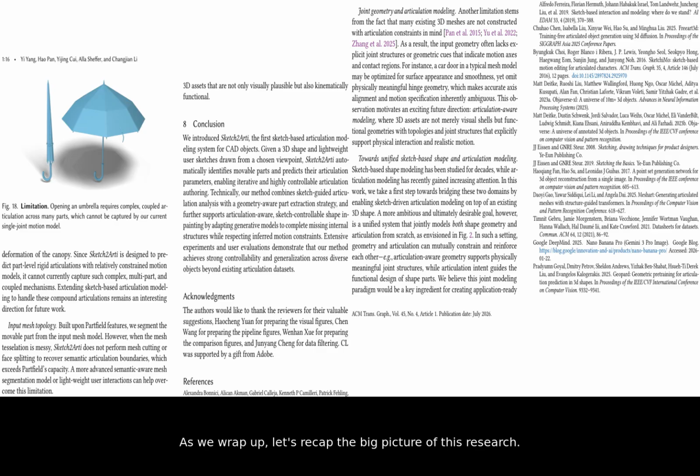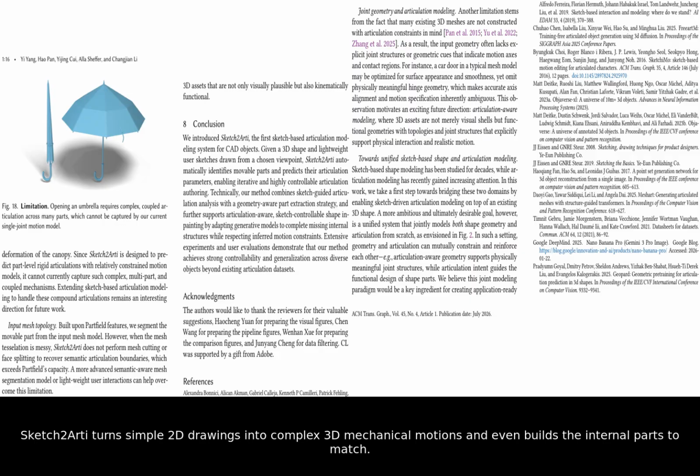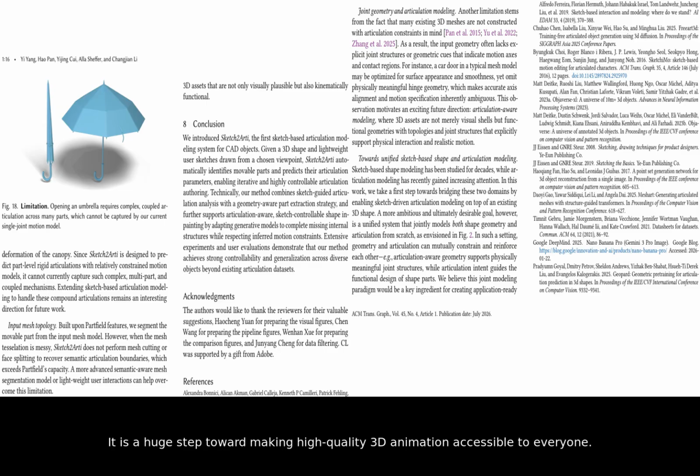As we wrap up, let's recap the big picture of this research. Sketch 2RT turns simple 2D drawings into complex 3D mechanical motions and even builds the internal parts to match. In the future, this could make it incredibly easy for anyone to create interactive virtual worlds or design real-world products. It is a huge step toward making high-quality 3D animation accessible to everyone.